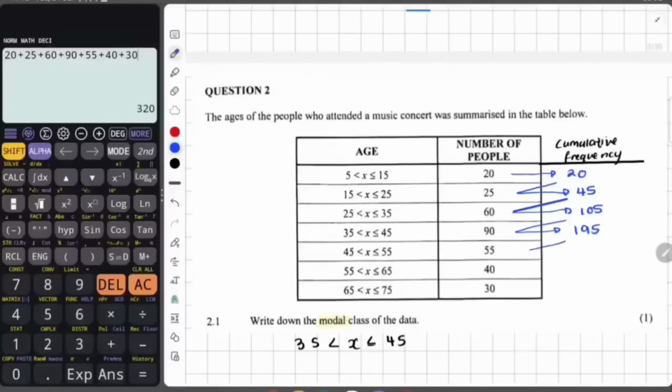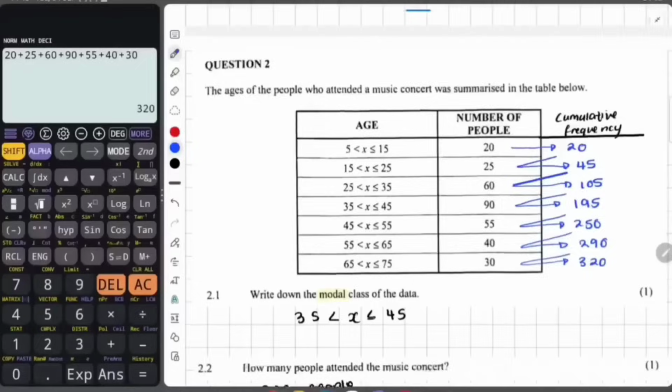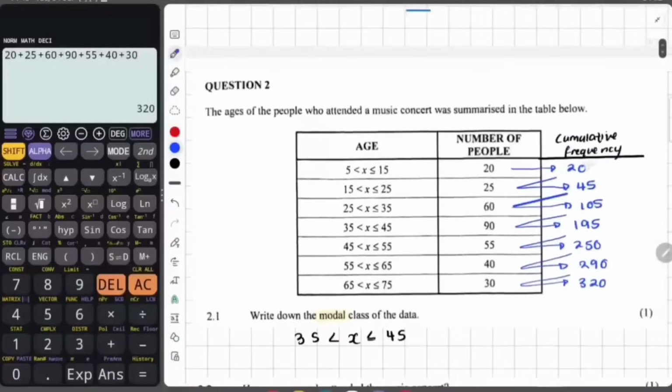Then 195 plus 55 is 250. And then 250 plus 40 is 290. And then 290 plus 30 is 320. So you see we ended off at 320, so we know it is correct. That would be your cumulative frequency.